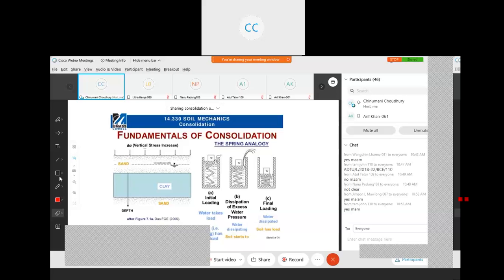Actually, like what happened in lab, we have this consolidation setup. So if you do it by yourself, then only you will understand what is actually happening. If I explain here now, you won't be able to understand. So this I'll explain later on. Any question up to this? Next time I'll show some video, then only you will understand.